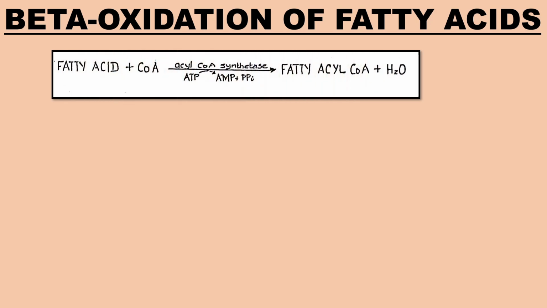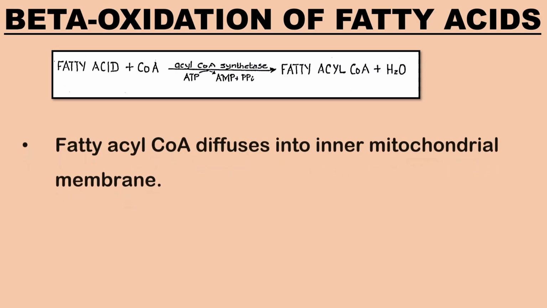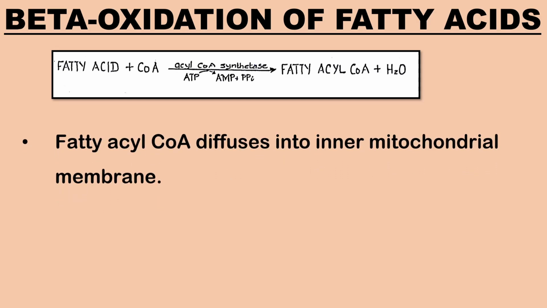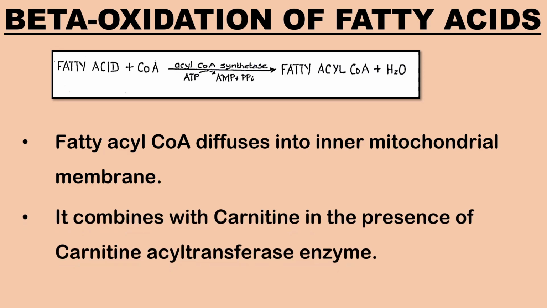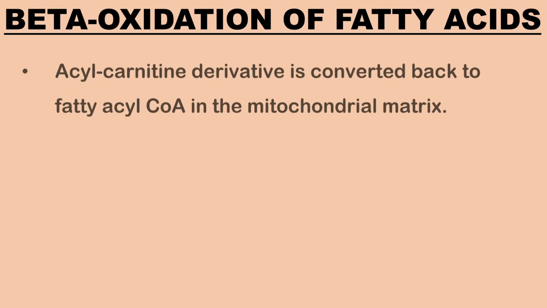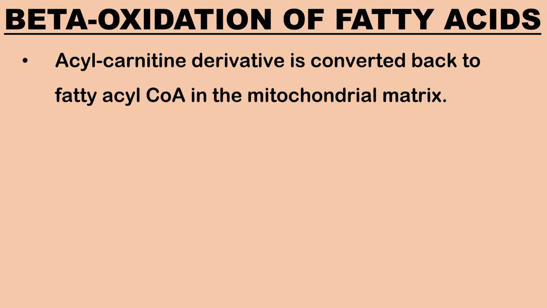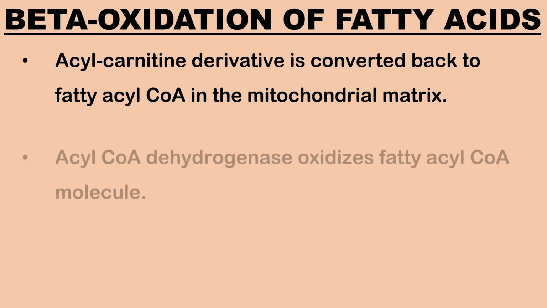This takes place in the presence of acyl coenzyme A synthetase and the enzyme ATP. Fatty acyl coenzyme A thus formed diffuses into the inner mitochondrial membrane. Here, it combines with a carrier molecule, carnitine, in the presence of carnitine acyltransferase enzyme. The acyl-carnitine derivative is converted back to fatty acyl coenzyme A when it reaches the mitochondrial matrix.